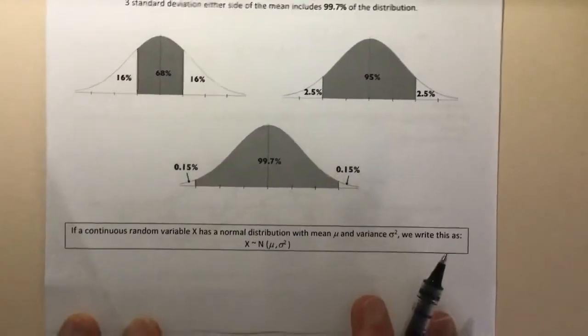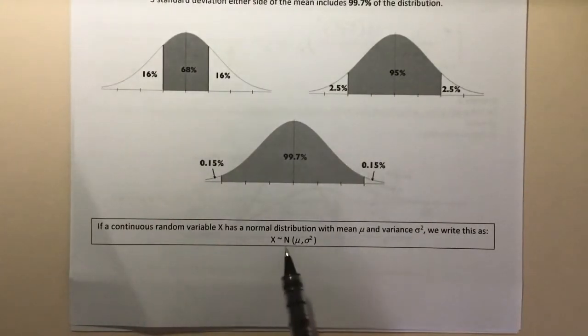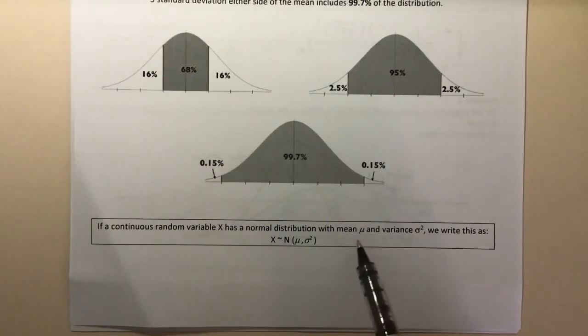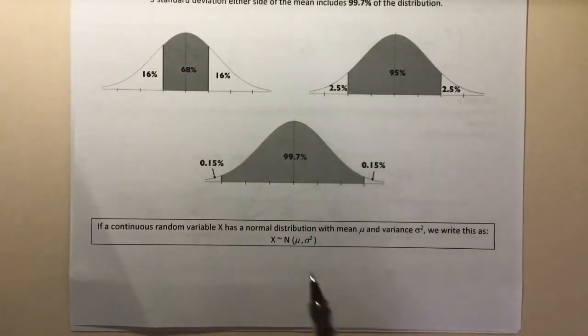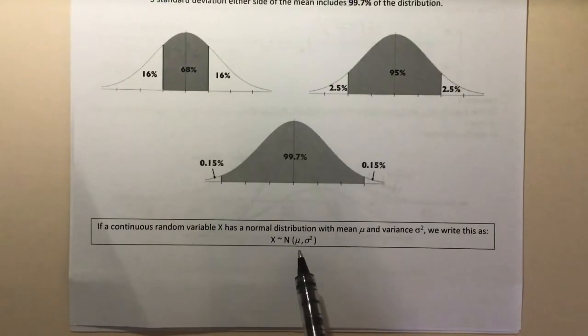Okay. This little note at the bottom of this page says that if we have a continuous random variable x and it has a normal distribution, where the mean is represented with mu and the variance is sigma squared, that can be written using this notation here. If you ever see that notation, that's just indicating that you've got a normally distributed variable. The first number is telling you the mean, the second number is telling you the variance. Remember that the standard deviation is the square root of the variance.